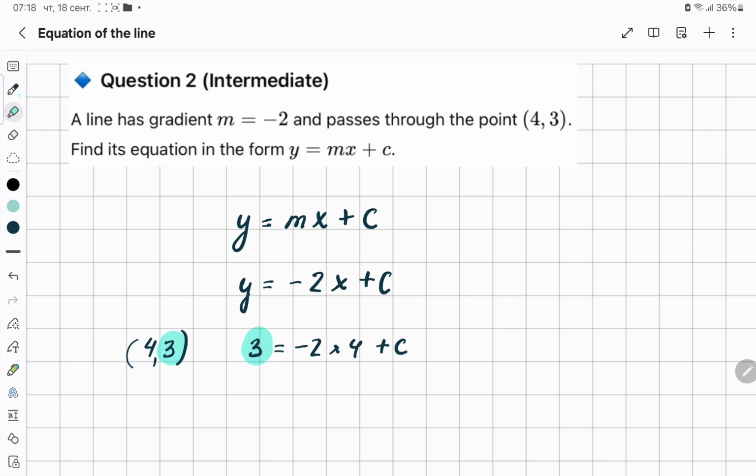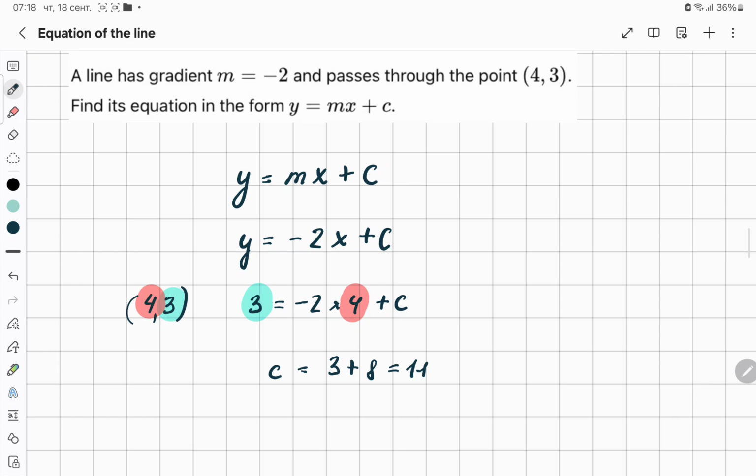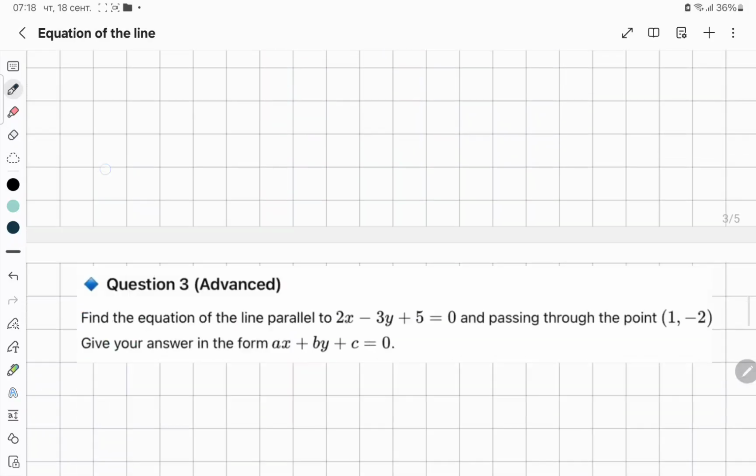Now we're going to calculate the c value. So c is equal to 3 plus 8, which is 11. So finally, the equation of the line is y equals -2x plus 11. Done. Okay, let's turn to question number 3.